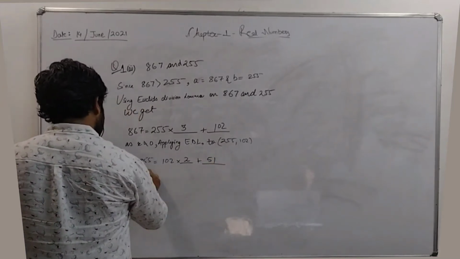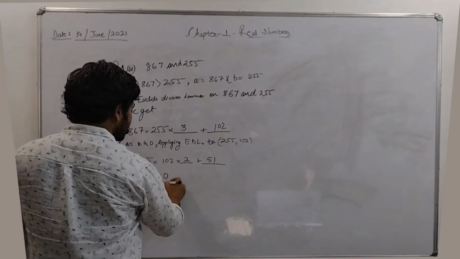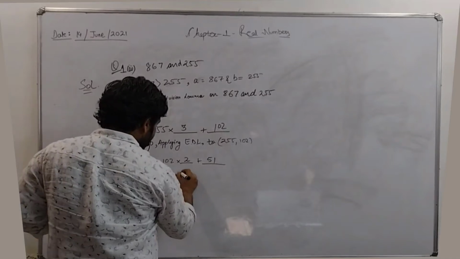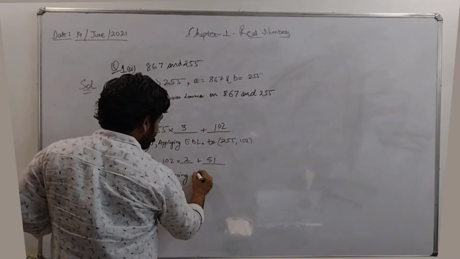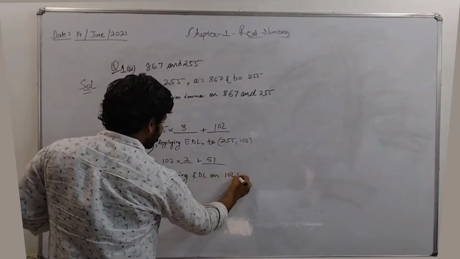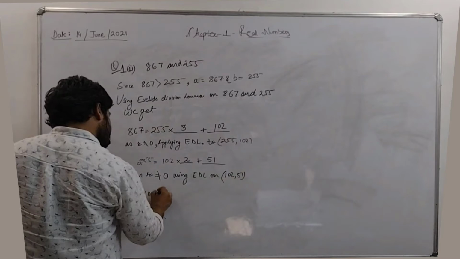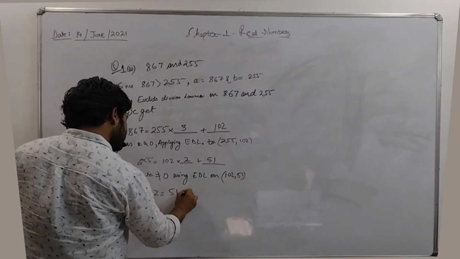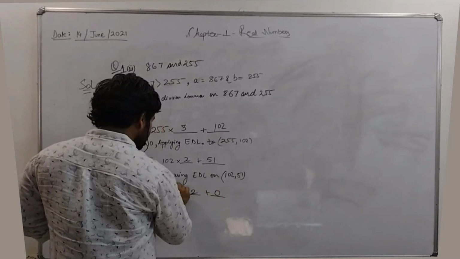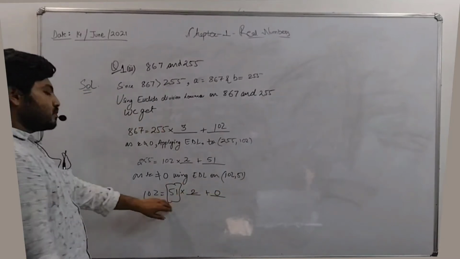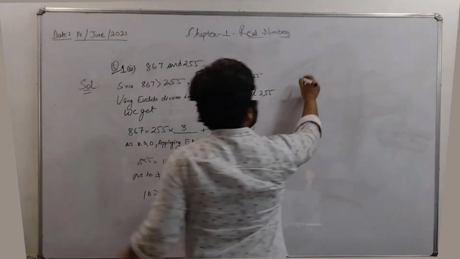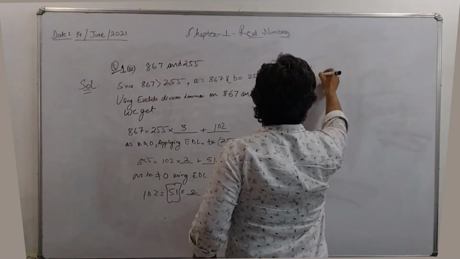Again, as R is not equal to 0, we can say that using Euclid's division lemma on 102 and 51, 102 is equal to 51 into 2 plus 0. So this buddy over here is our HCF. This is our HCF. So in the last, your answer will always end this way.